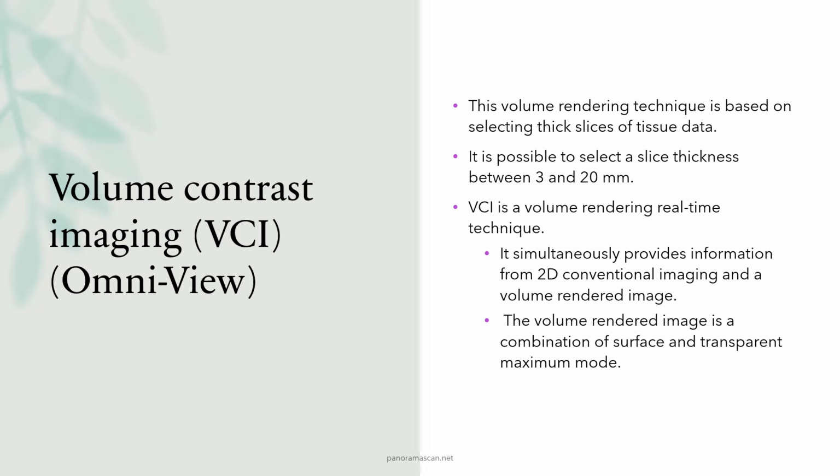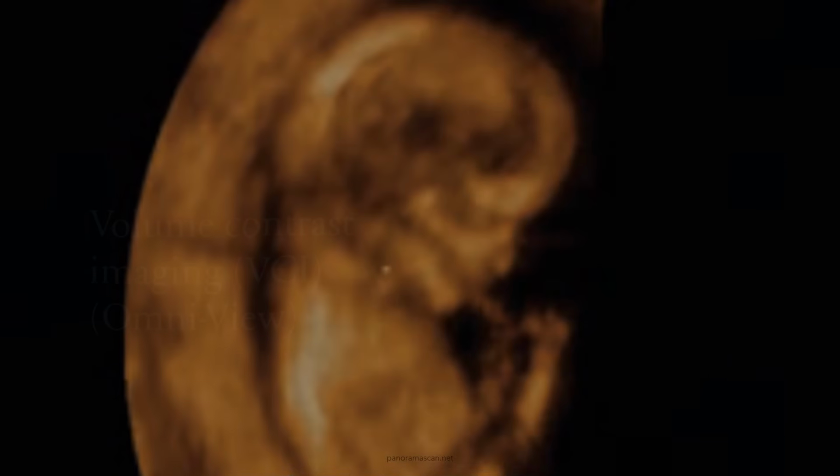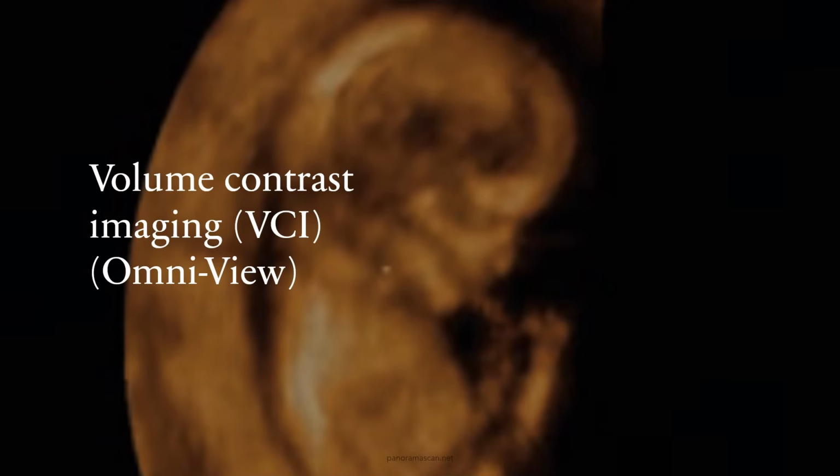So again, volume contrast imaging is a powerful tool for improving the contrast resolution of tissue structures. By selecting thick slices, 3 to 20 millimeters, VCI enhances the clarity and differentiation between tissues that are difficult to distinguish in standard ultrasound imaging. It is a real-time technique that combines 2D conventional images and volume-rendered 3D and 4D images for a more comprehensive view.